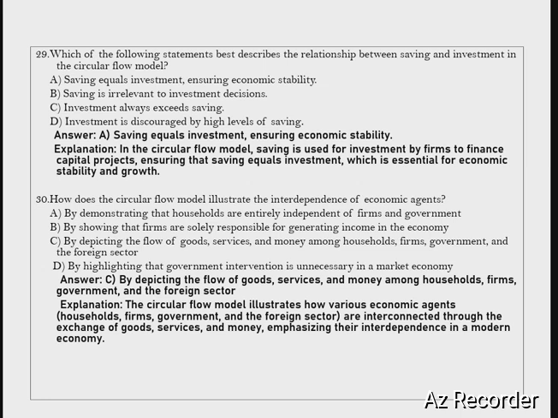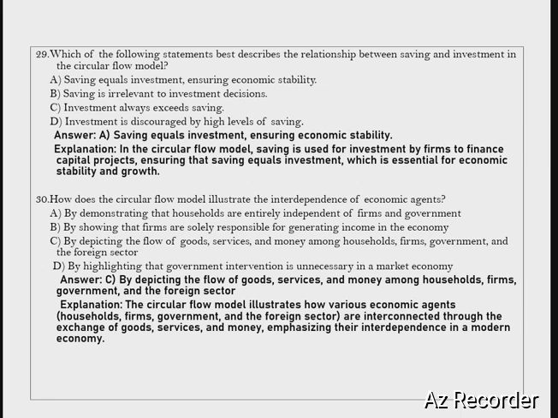Next question is, which of the following statements best describes the relationship between saving and investment in the circular flow model? Option A, saving equals investment, ensuring economic stability. Option B, saving is irrelevant to investment decisions. Option C, investment always exceeds saving. Option D, investment is discouraged by high levels of saving. Correct answer is option A. Its explanation is, in the circular flow model, saving is used for investment by firms to finance capital projects, ensuring the saving equals investment, which is essential for economic stability and growth.